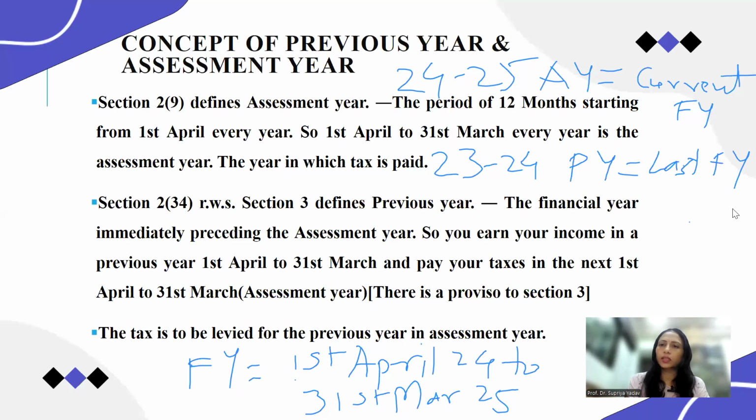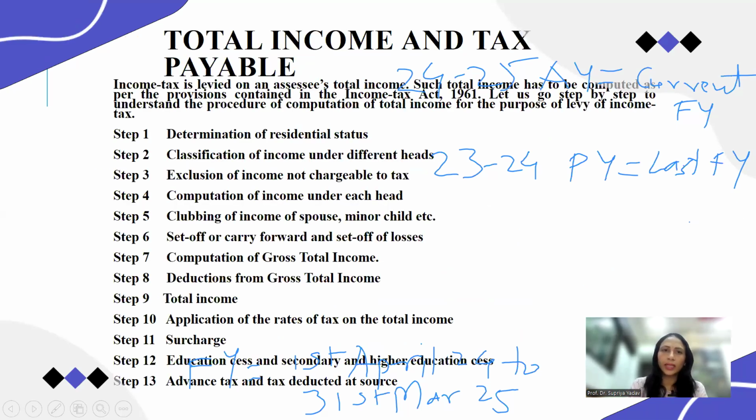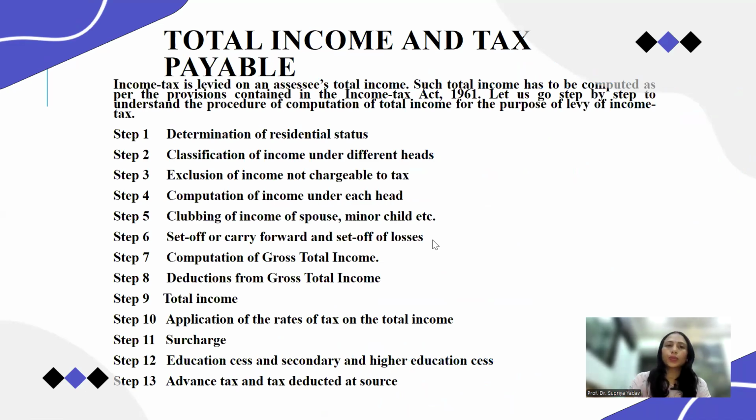Okay. So next, I think you understand what is the previous year and the assessment year, right? So let's go to the next slide. Now we are going to understand what is the total income and the tax payable. So how is the total income arrived at? It is step by step what we are going to study in these lectures also.